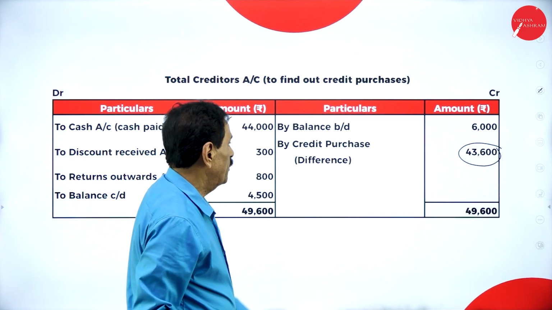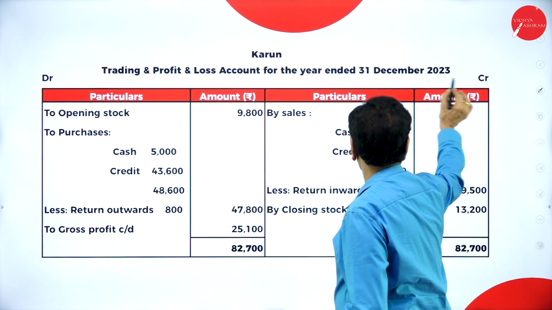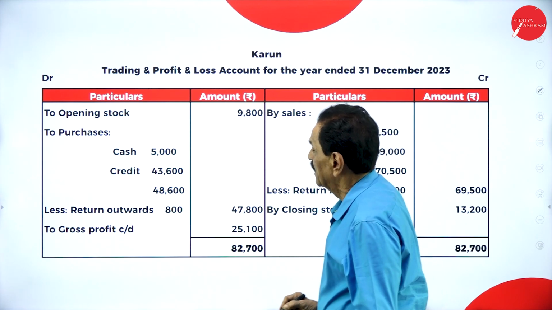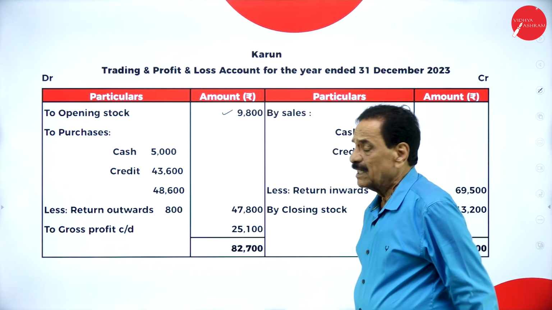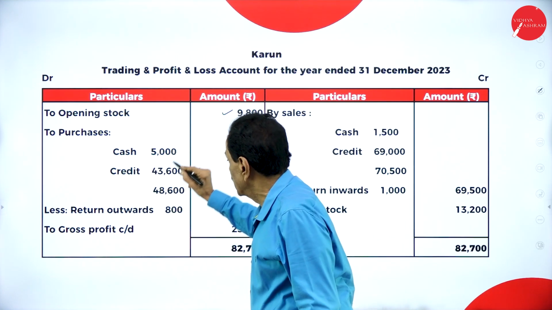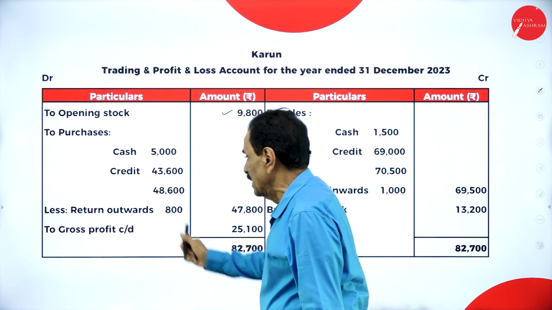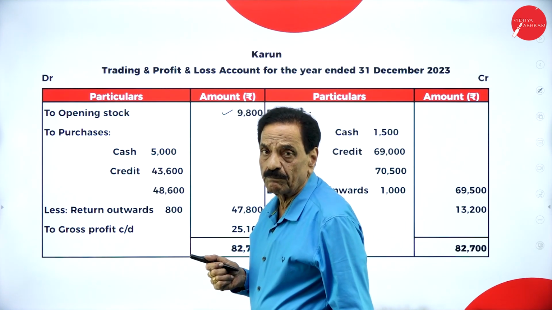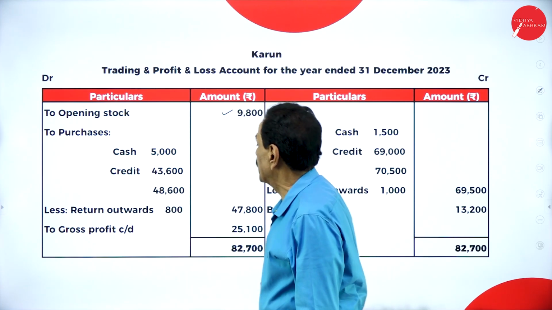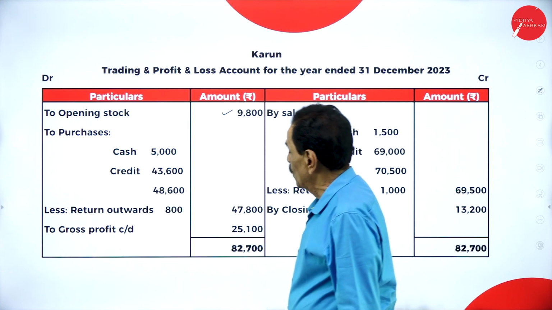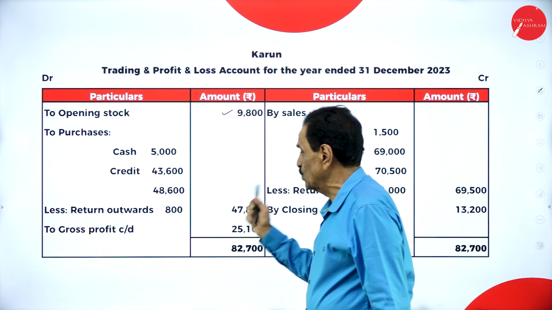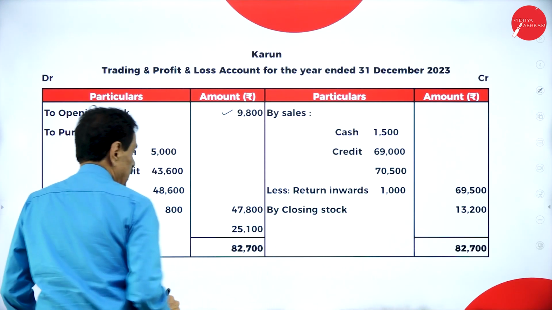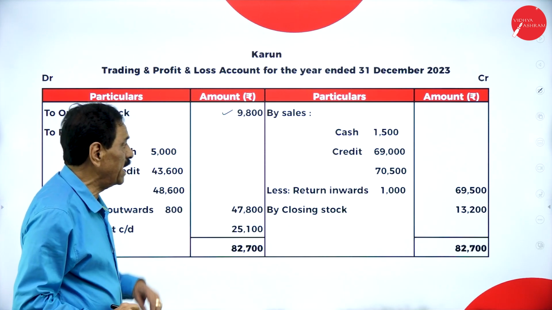Then we'll move on. Trading and profit and loss account for the year ending. It starts with the opening stock of 9,800. Then the purchases: cash purchase is 5,000, as per your cash book. Credit purchase is 43,600. Totally it becomes 48,600. Out of that, return outward is 800. The net purchase is 47,800.